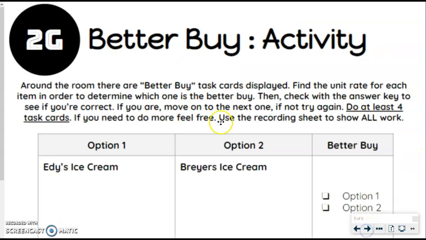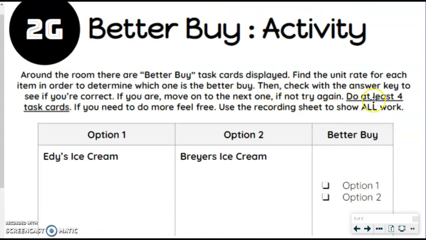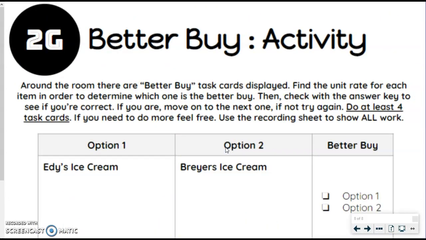So now you've got a better buy activity to do. You can see, and I'm sure you've noticed them before, that we got some items around the room for you to compare. You have to pick at least 4 to do. So if you want to do all these 4 on the front page, that's fine. If you want to mix and match, I don't care. You just have to do at least 4. And make sure you're checking with the answer key, either on the board or digitally.